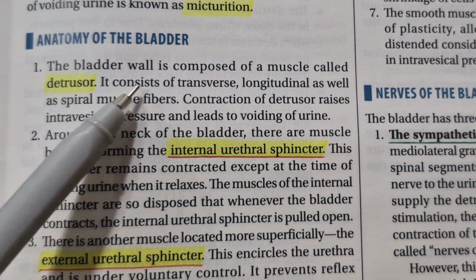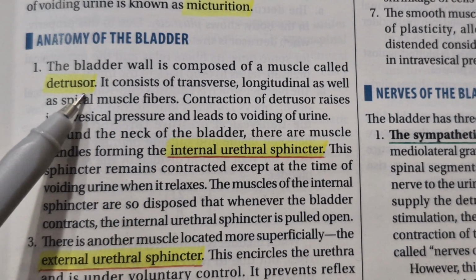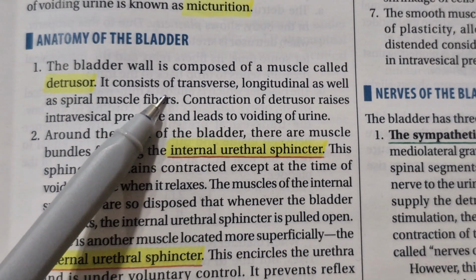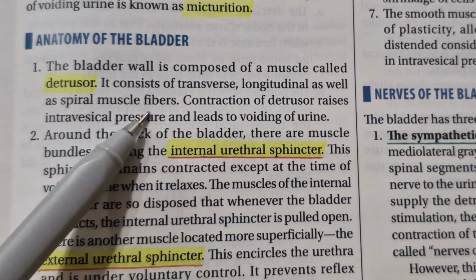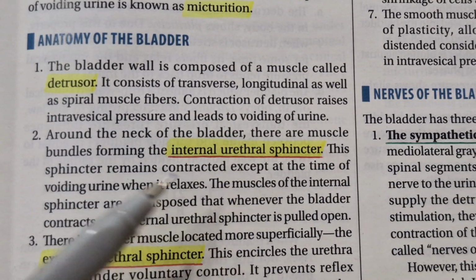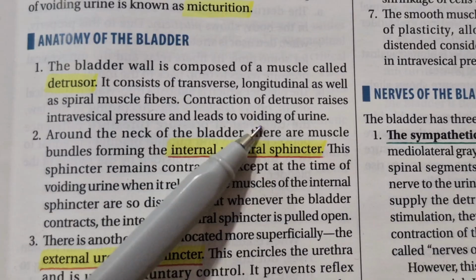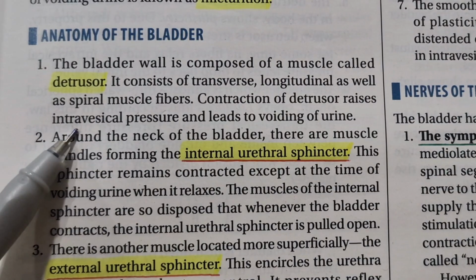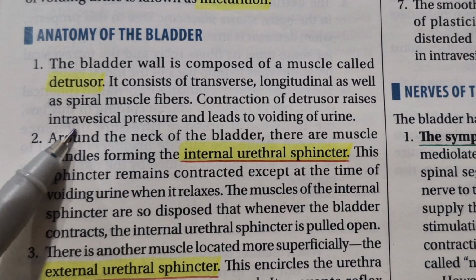The bladder wall is composed of a muscle called the detrusor. It consists of transverse, longitudinal, as well as spiral muscle fibers. Contraction of the detrusor raises the intravesical pressure and leads to voiding of urine. Intravesical pressure is the pressure within the urinary bladder.